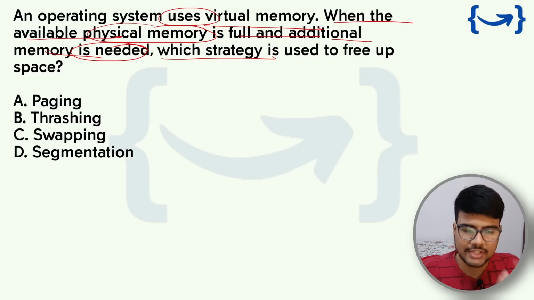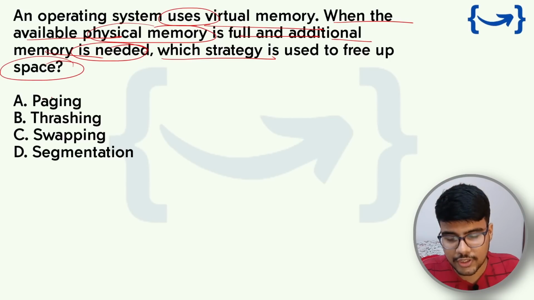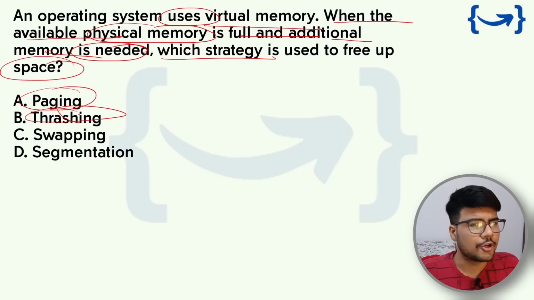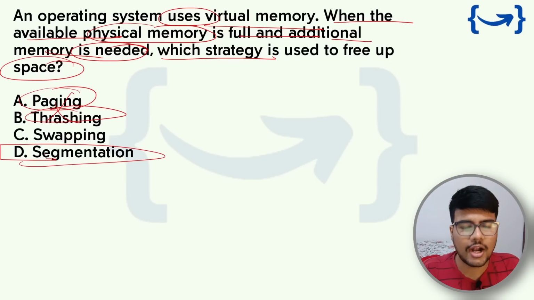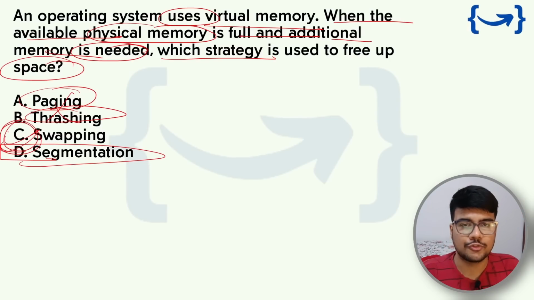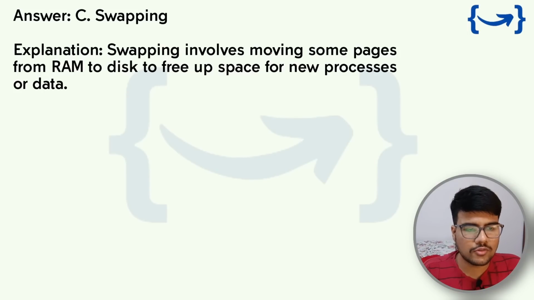Now, an operating system uses virtual memory when the available physical memory is full and additional memory is needed. Which strategy is used to free up space? Is it paging? No. Thrashing? No. Could segmentation be the one? No, segmentation is a different memory concept. The correct option here is swapping, which helps you swap unused items from RAM to the disk and from disk back to RAM. Swapping involves moving some pages from RAM to disk to free up space for new processes or data.